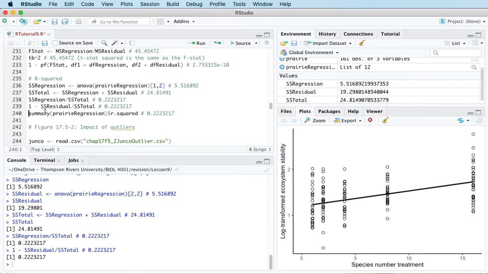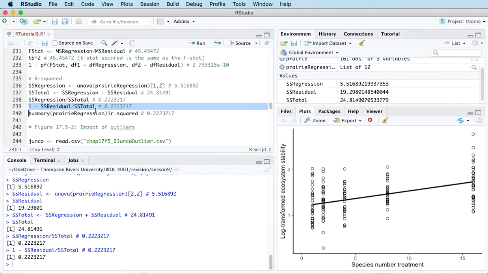Okay, so what am I doing here? It's perhaps a little bit easier to think about this formula. So this is r squared. It's sometimes referred to as the coefficient of determination.